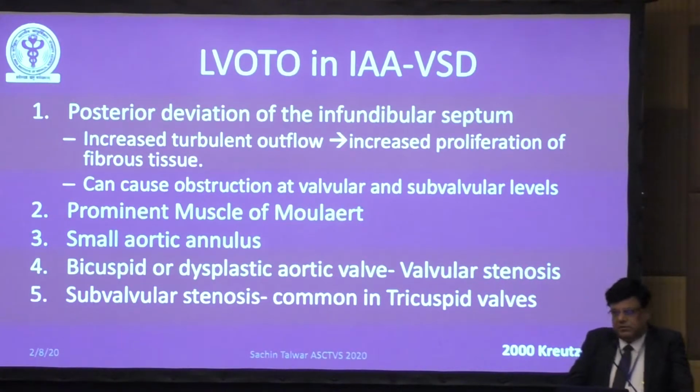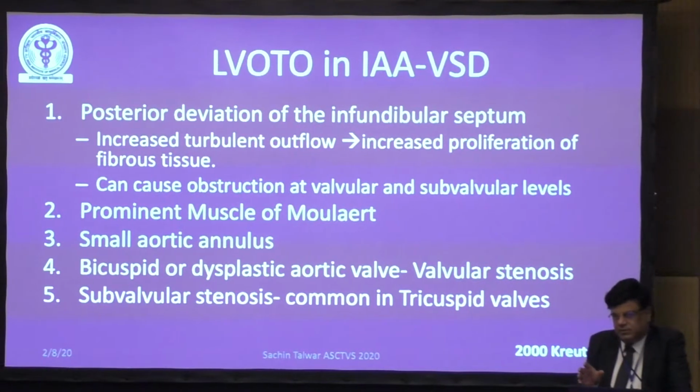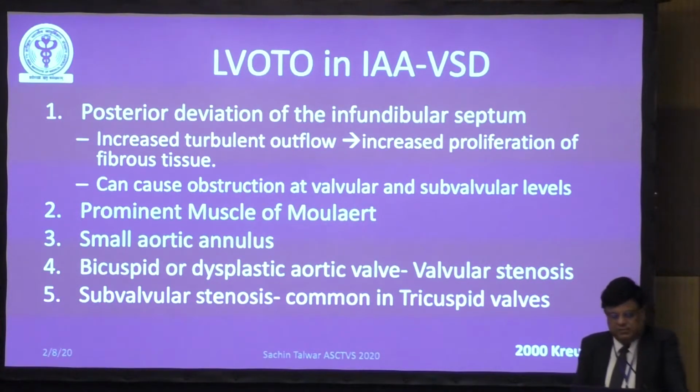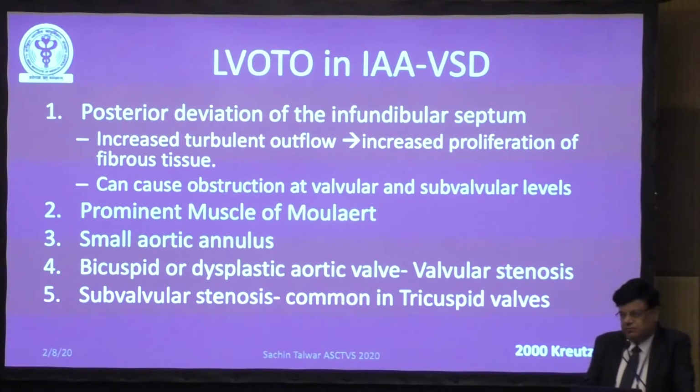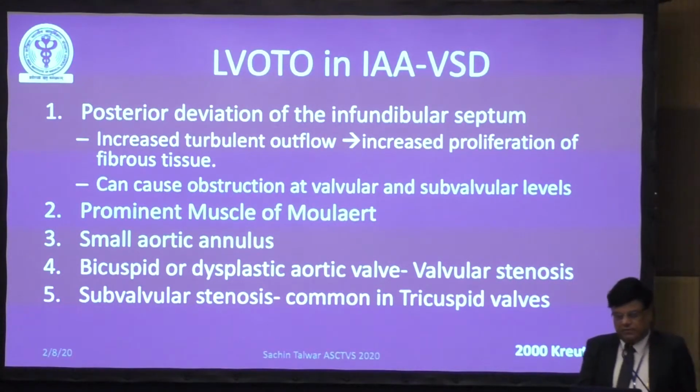Posterior deviation of the infundibular septum can lead to increased turbulent flow and increased proliferation of fibrous tissue, and that is one of the reasons for the subaortic stenosis. It can cause obstruction at the valvular and subvalvular levels. The prominent muscle of Moulaert is again an important thing. A small aortic annulus, a bicuspid or dysplastic aortic valve, and subvalvular stenosis are much more common in patients who have these tricuspid aortic valves.